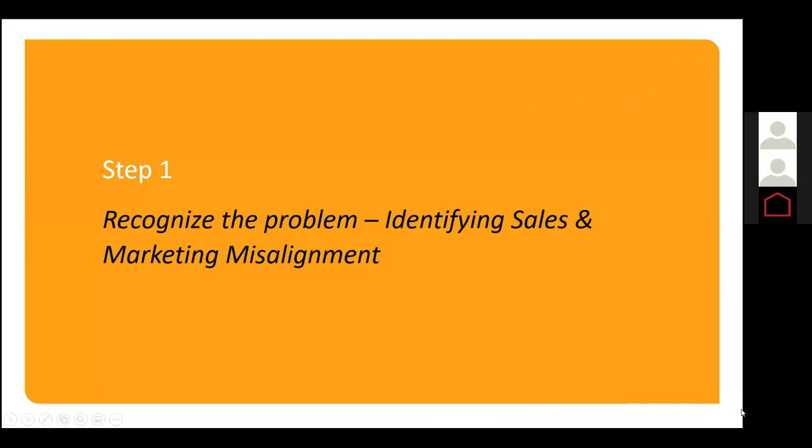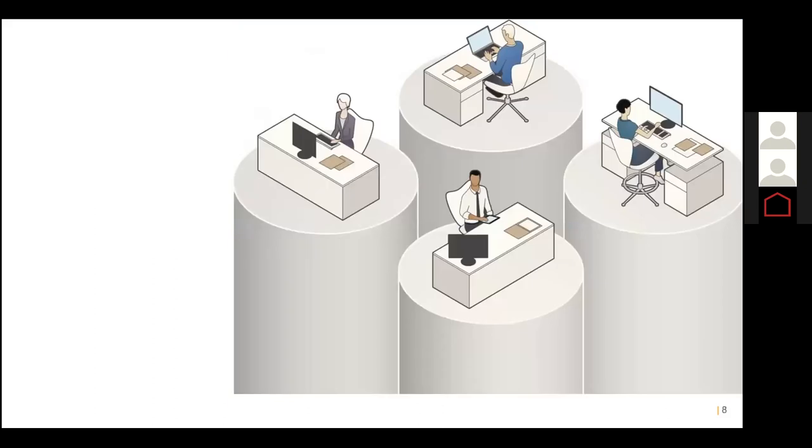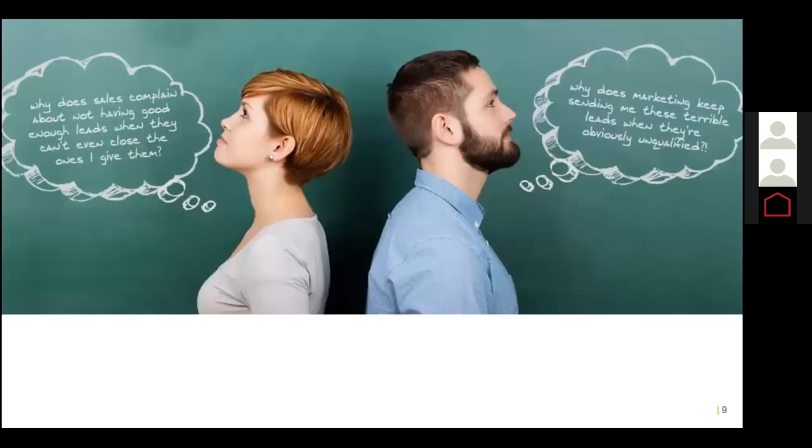Step one, as they often say, is to recognize the problem, to identify sales and marketing misalignment. And the way that we experience that most frequently is missed sales targets. When our clients and prospects are not meeting their sales targets, the first question they have is, why not? And what can we do about it? Most businesses' sales and marketing teams work in different silos, and they're cordoned off from each other, and they don't always see eye to eye. And this leads to finger pointing.